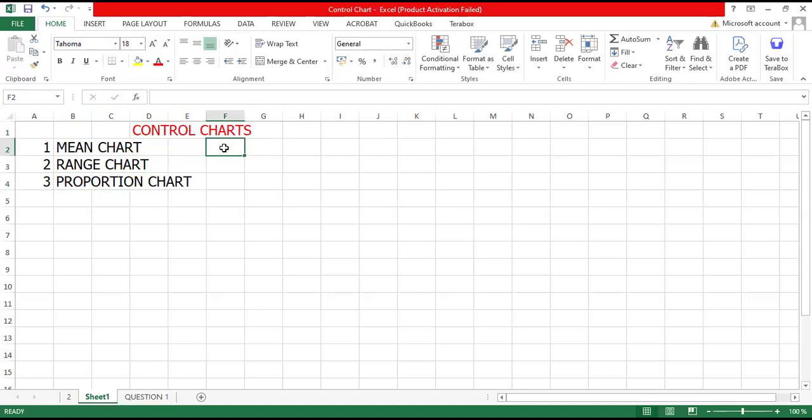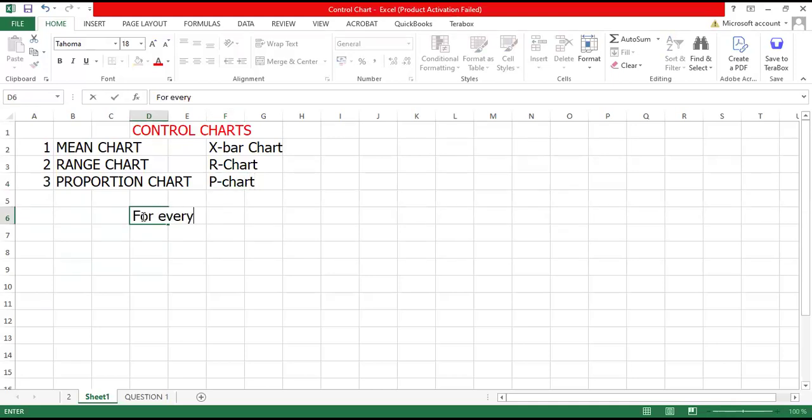Mean chart is the same as X bar chart, X with bar. X bar chart. They ask you X bar chart, you know that they have asked you mean chart. Range chart, they can say you construct R chart. Then proportion chart, they can say you construct P chart.